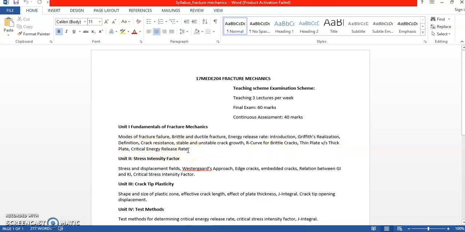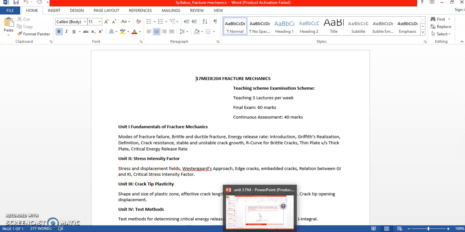release rate. In the second unit, we have seen the stress and displacement fields for various cracks such as edge cracks, embedded cracks. We have seen the relationship between G1, that is the energy release rate, and K1, that is the stress intensity factor. Now we'll start with the third unit.